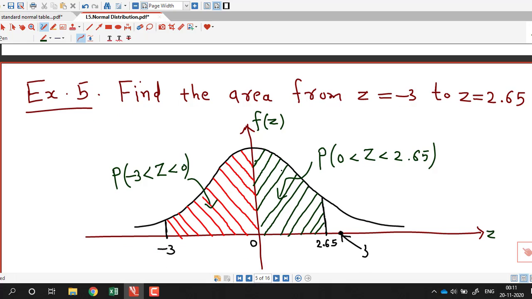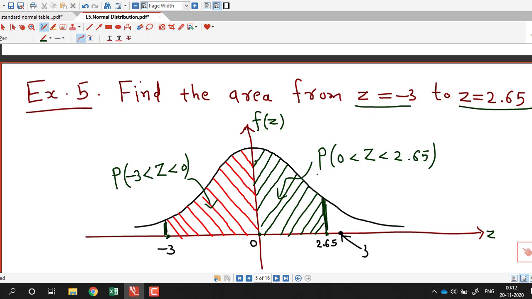Next example, find the area from z equal to -3 to z equal to 2.65. So you can see this rough sketch. This is z equal to 0. Suppose this distance is 3, so this is z equal to -3, and suppose this is 2.65. So we are interested in the area from z equal to -3 to z equal to 2.65. That means we require both the areas, the area between -3 and 0 plus the area between 0 and 2.65.